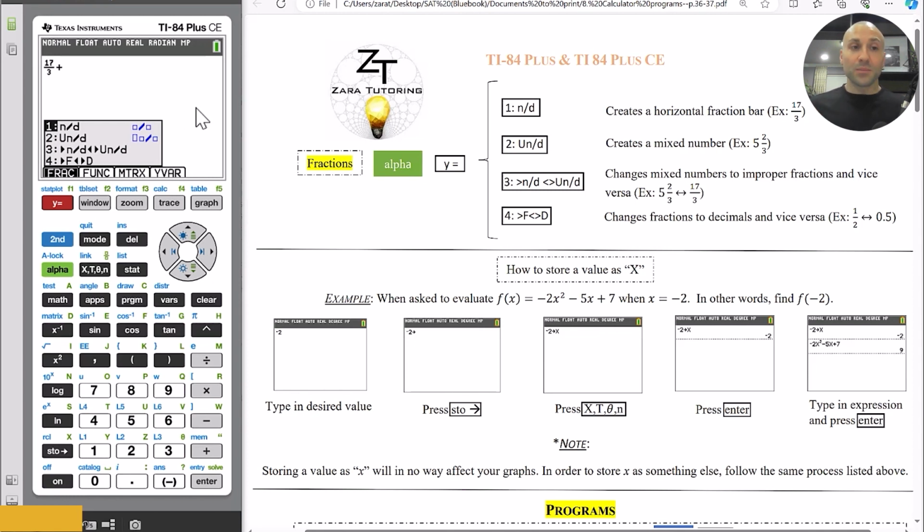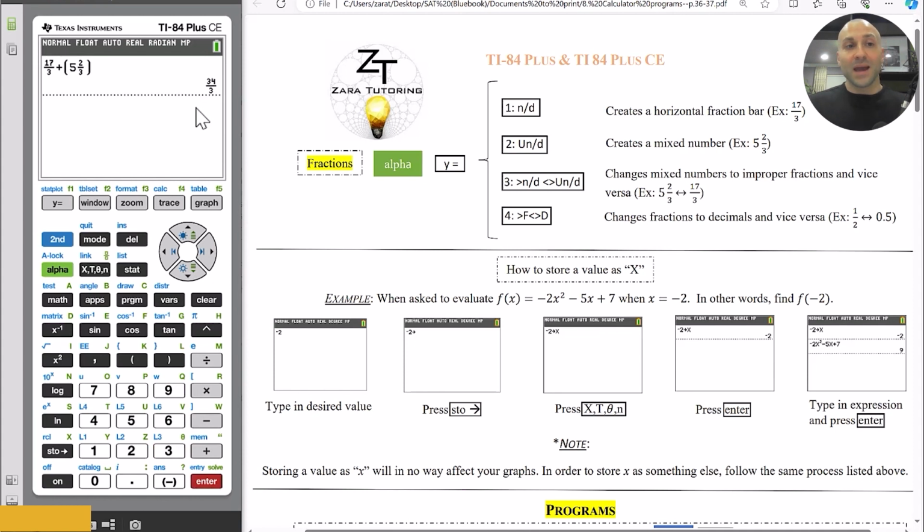So let's choose number 2, either by scrolling down and pressing enter, or just pressing the number 2. If I want to type 5 2/3, for example, I'll press 5 right, 2 right, 3. And then at that point, I don't have to go right anymore. I could just press enter, and then it'll give me the value. Notice it gave me the answer as an improper fraction.